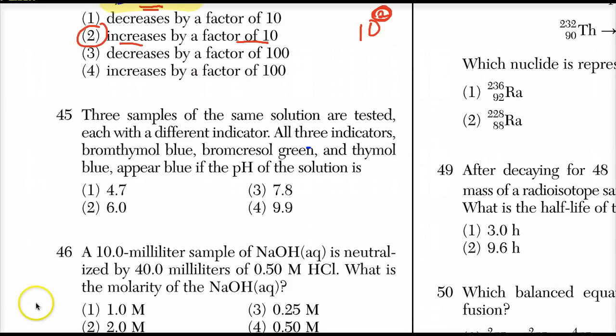Number 45. Three samples of the same solution are tested with each a different indicator. All three indicators, bromothymol blue, bromcresol green, and thymol blue, appear blue if the pH of the solution is what? So you would need to go to table M. They're saying bromothymol blue, bromcresol green, and thymol blue appear blue. So let's go to table M to see what pH would fit in that range.